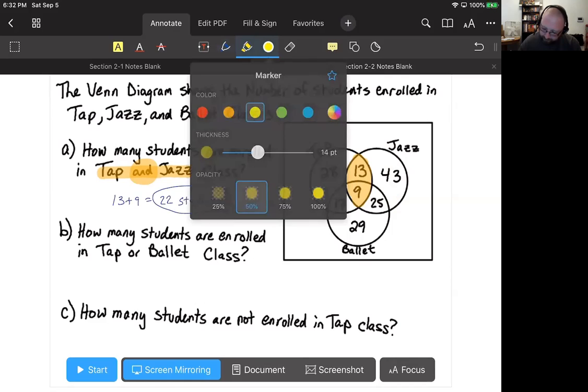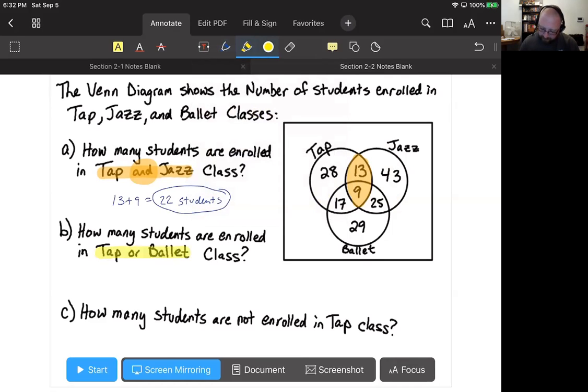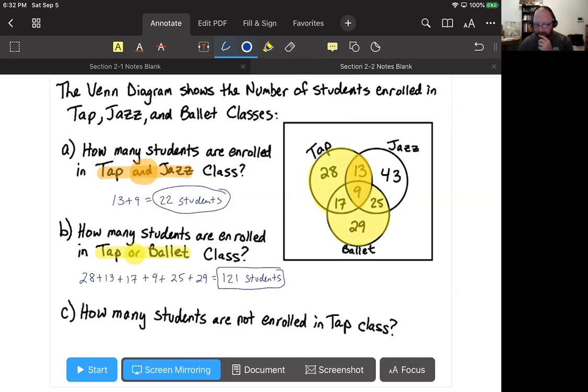Okay, next up we have tap or ballet. And again, the key word there is "or". If it's tap or ballet, that can be either circle. Okay, so it'd be all of this area here would fit that description. So we'd have to add up all of those numbers. 28 plus 13 plus 17 plus 9 plus 25 plus 29. We'd add up all of those numbers together and we would come up with 121 students. Okay, 121 students are enrolled in either tap or ballet.